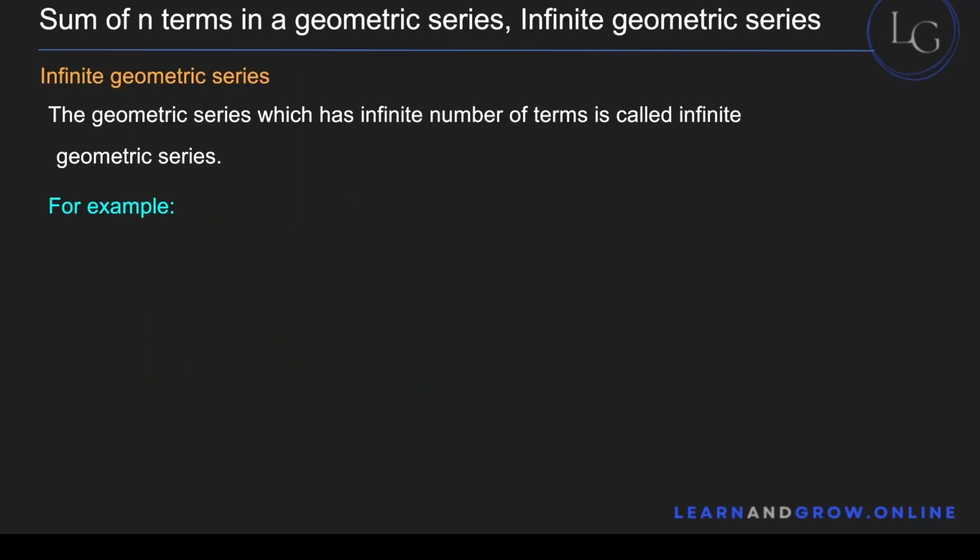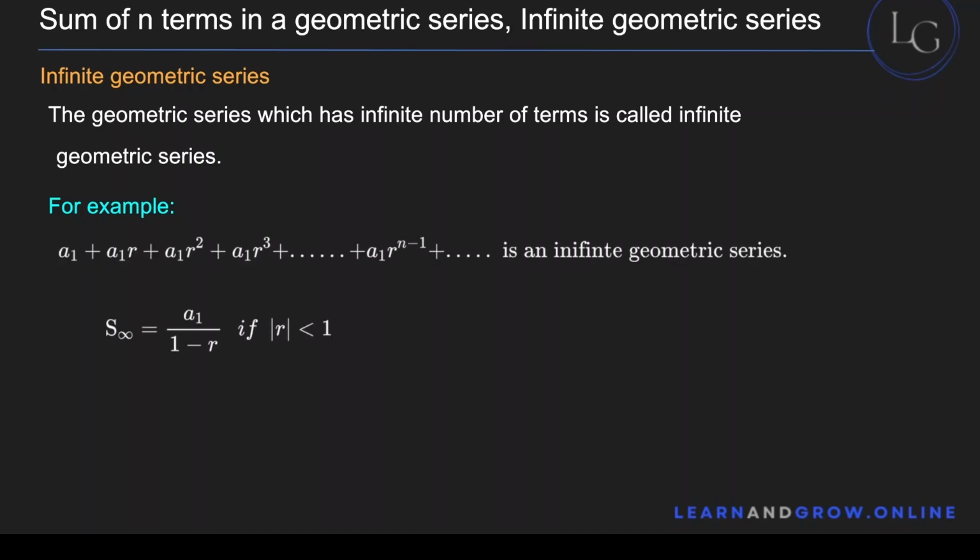Now, for the case of the infinite geometric series, that is basically a geometric series which has an infinite number of terms, and so we have to find the sum of those terms. And now you can see, just by using common sense, that you can only find this if the absolute value of r is less than 1.